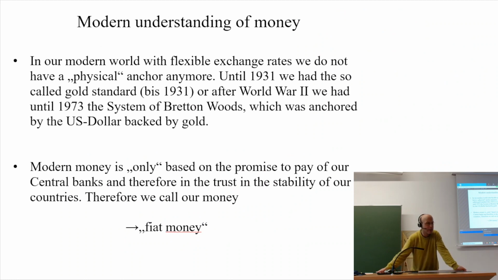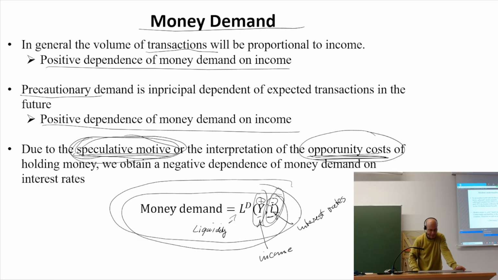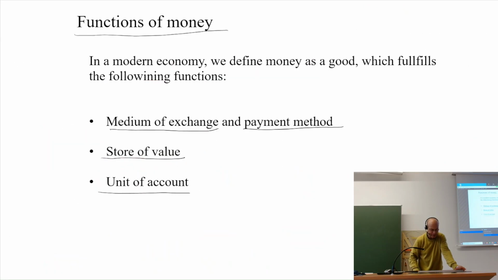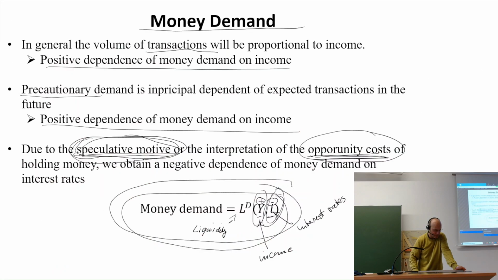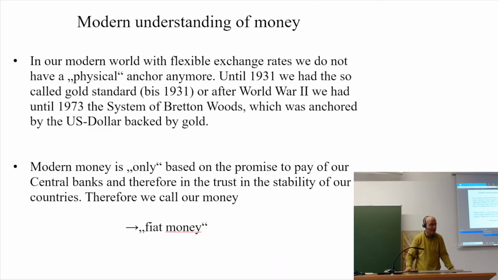Okay, let's move on now, since we talked in general about money. What is money today? Well, here we had that money is in general a good with these properties. And what is money today? What is a euro? What is a US dollar? And there we can say that money has developed over time.